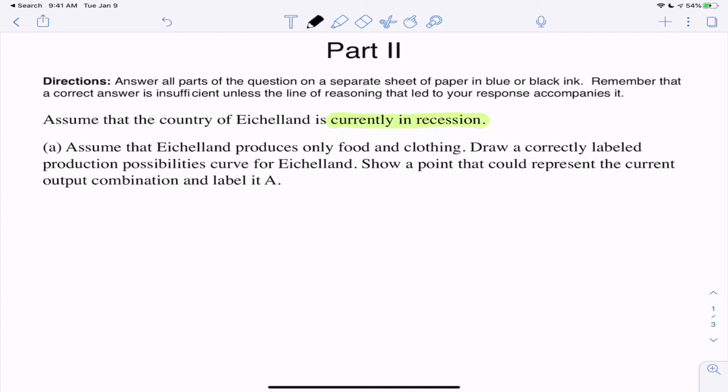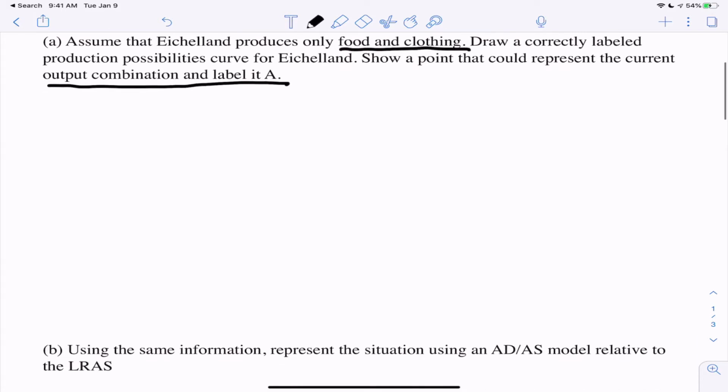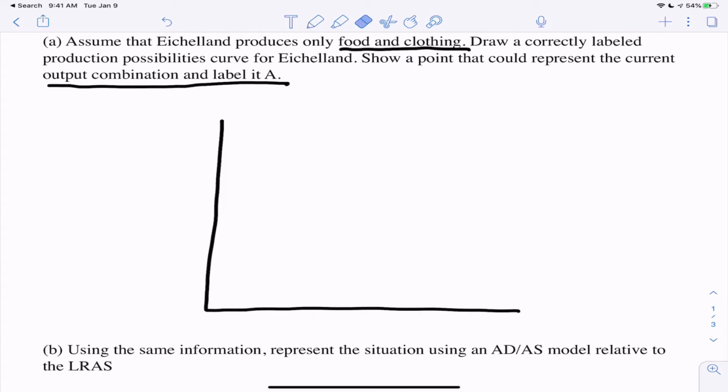The first thing it asks us to do is to draw a correctly labeled PPF curve for Eichel, and they only produce food and clothing. Show a point that could represent the current output combination and label it A. All right, so basically I want to start with the PPF curve, and on one side I'm going to have food, and on the other side I'm going to have clothing.